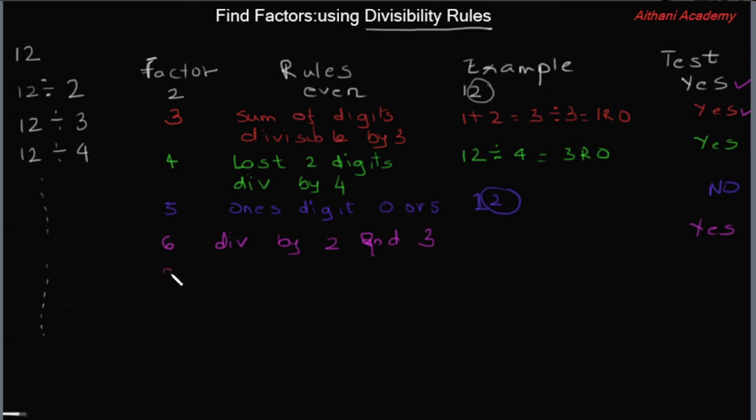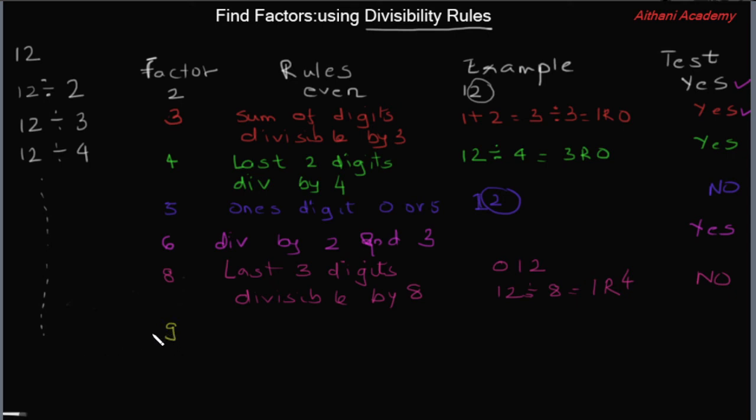Let's take the next number, 8. 8 is a factor of any given number, or any number is divisible by 8, if the last 3 digits are divisible by 8. What are my last 3 digits here? 0, 1, 2. So 12 divided by 8 is 1, with a remainder, some leftovers, right? It does not pass the divisibility test. So 8 is not a factor.